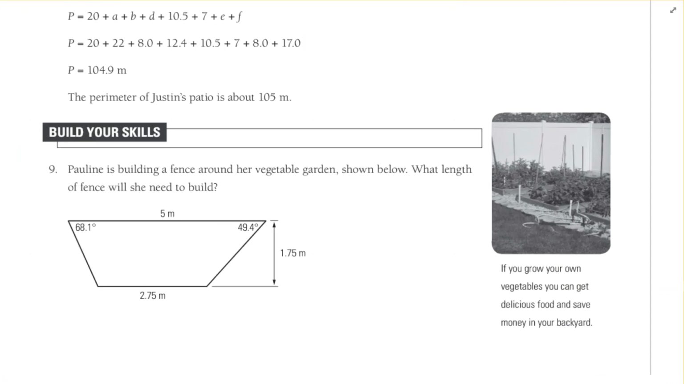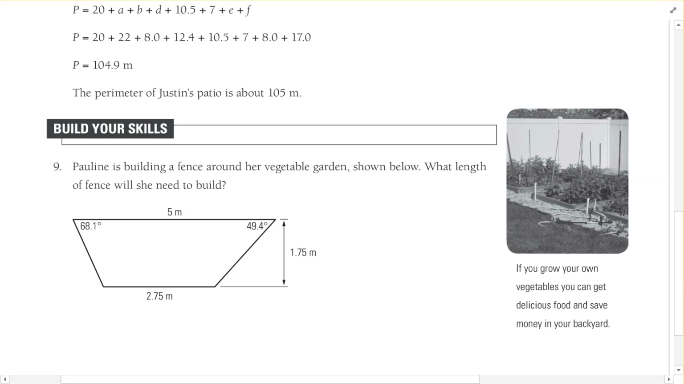All right. So number 9. Pauline is building a fence around her vegetable garden, shown below. What length of fence will she need to build? So really we're asking for the perimeter all the way around, the length around the entire thing. What we're going to have to do is make some triangles where you think you could. I can see right here I can make that into a triangle, and I can make that into a triangle. That's going to help us figure out what this length is and what this length is, because we know the rest of them. We could just add that, and the two that we need to find, and then that's the answer.